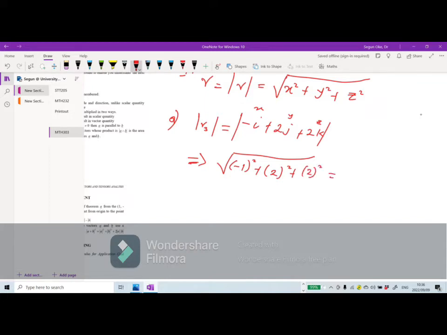So at the end of the day, you have the square root of 1 plus 4 plus 4, which equals what? 9. Square root of 9, and the answer is what? 3.